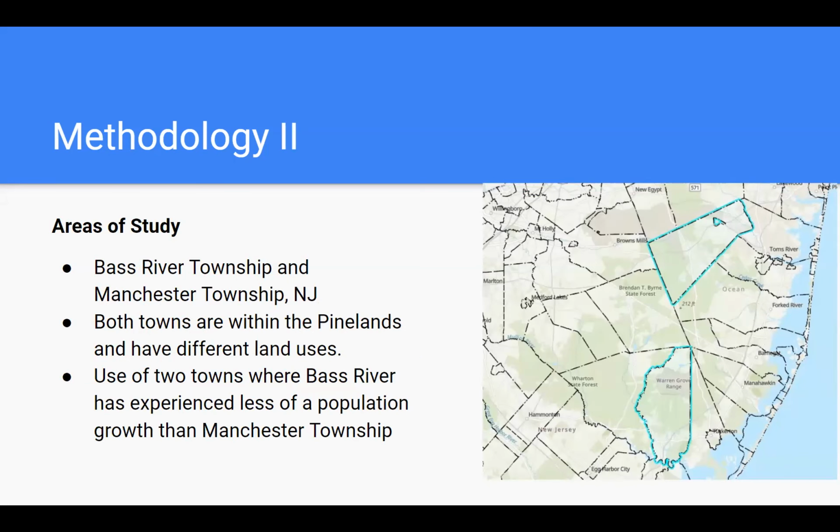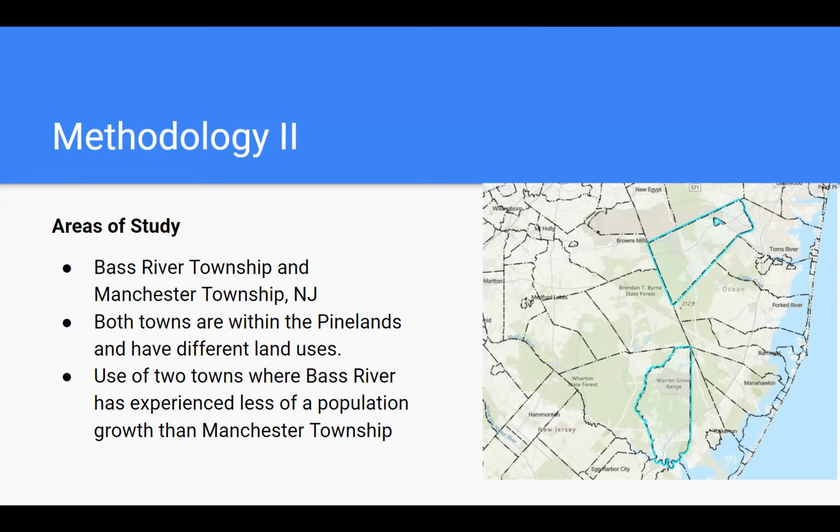And with the areas of study, as stated before, I'm going to use Bass River Township in Burlington County, New Jersey, and Manchester Township in Ocean County, New Jersey. They're shown highlighted in this map to the right. I like these similarities both in size, the different land uses within each township in regards to Pinelands land management, and the major difference being that Bass River has not seen significant growth since the creation of the Pine Barrens.